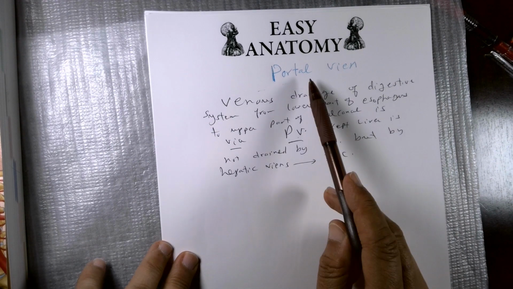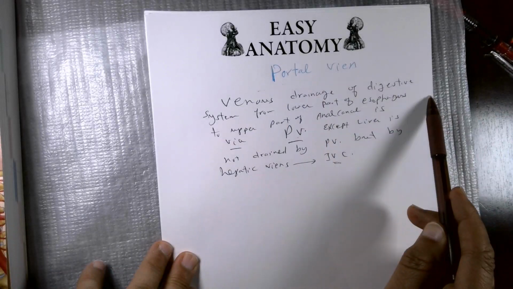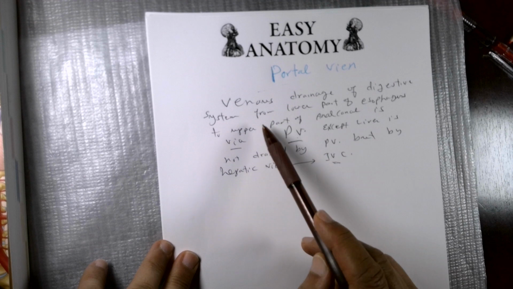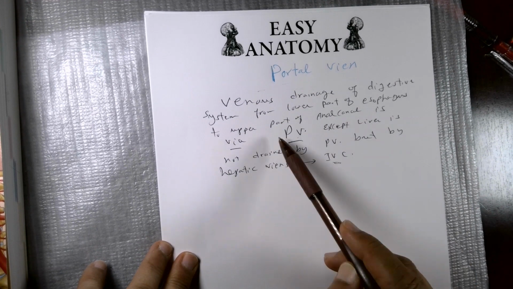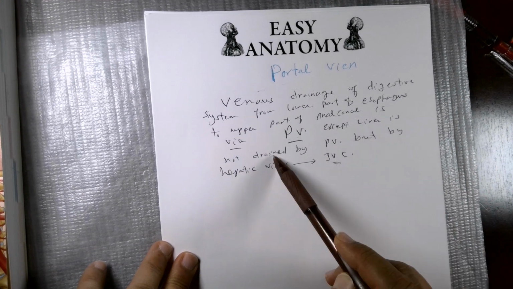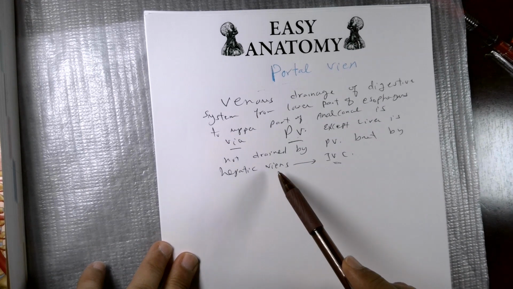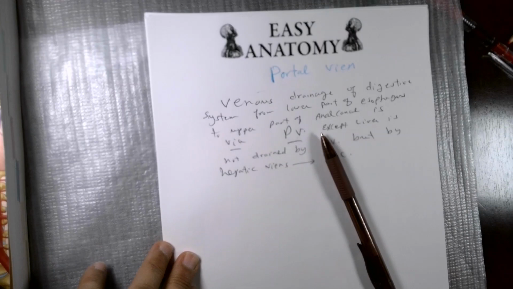I'd like to share with you first this fact: the venous drainage of the digestive system, from the lower part of the esophagus to the upper part of the anal canal, is via the portal vein, except the liver, which is not drained by the portal vein but by hepatic veins, which take blood from the liver to the inferior vena cava. So keep this in mind.